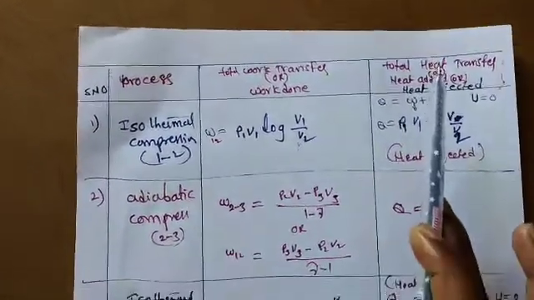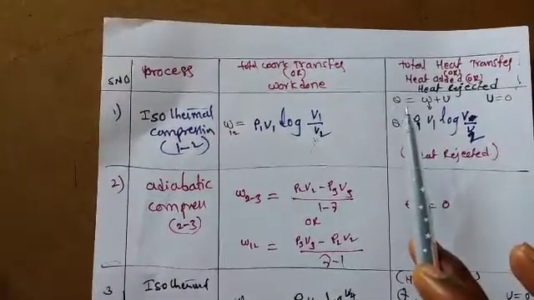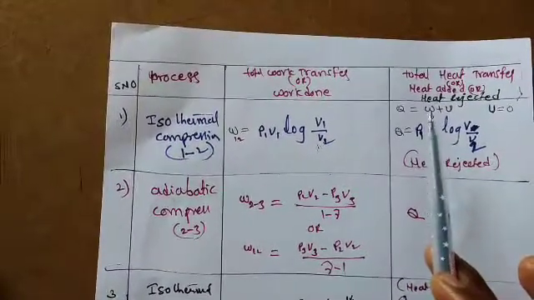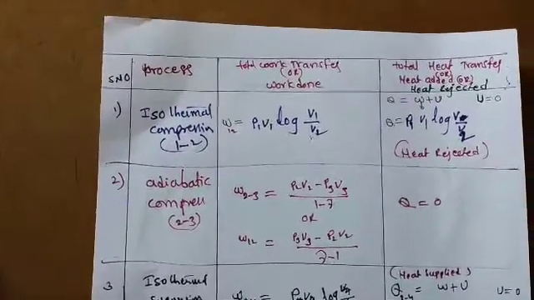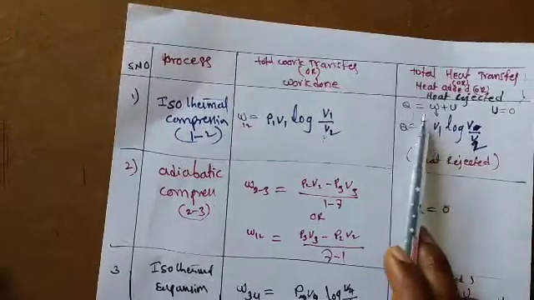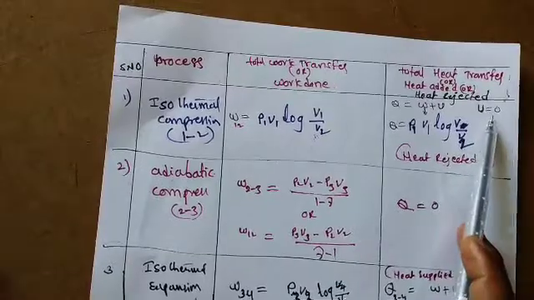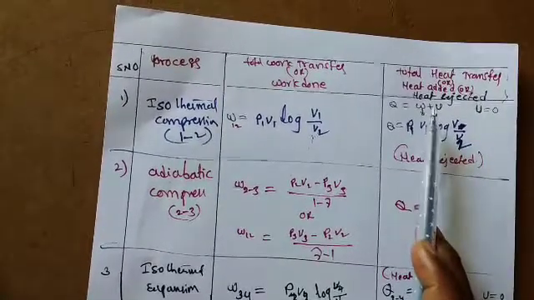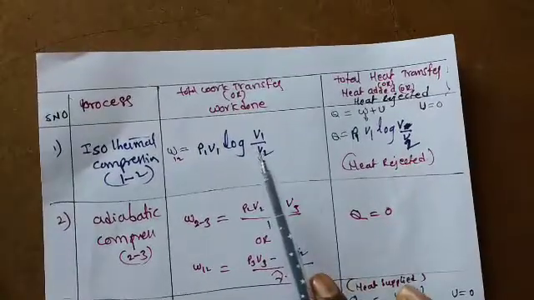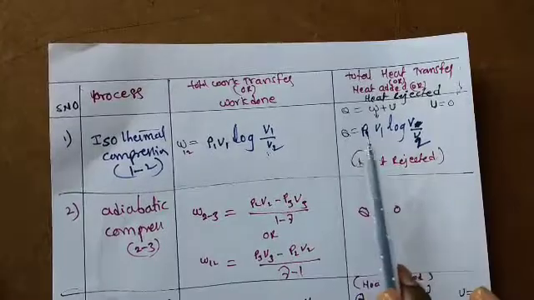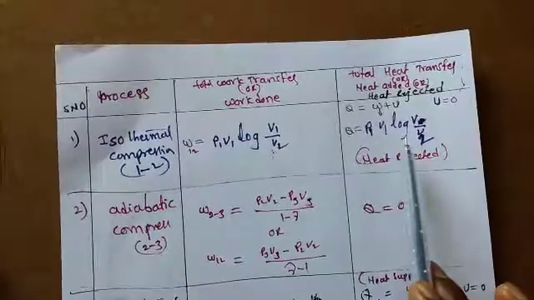Next, the total heat transfer in the isothermal compression process. Already we know from the first law of thermodynamics, Q is equal to W plus U. So in an isothermal process, temperature is constant. When temperature is constant, internal energy change U becomes 0. When U becomes 0, therefore Q is equal to W. So Q is equal to what? W. What is the value of W? This one. So the same value will be the total heat transfer. Q is equal to P1 V1 log V1 by V2. This is our total heat transfer in the isothermal compression process.